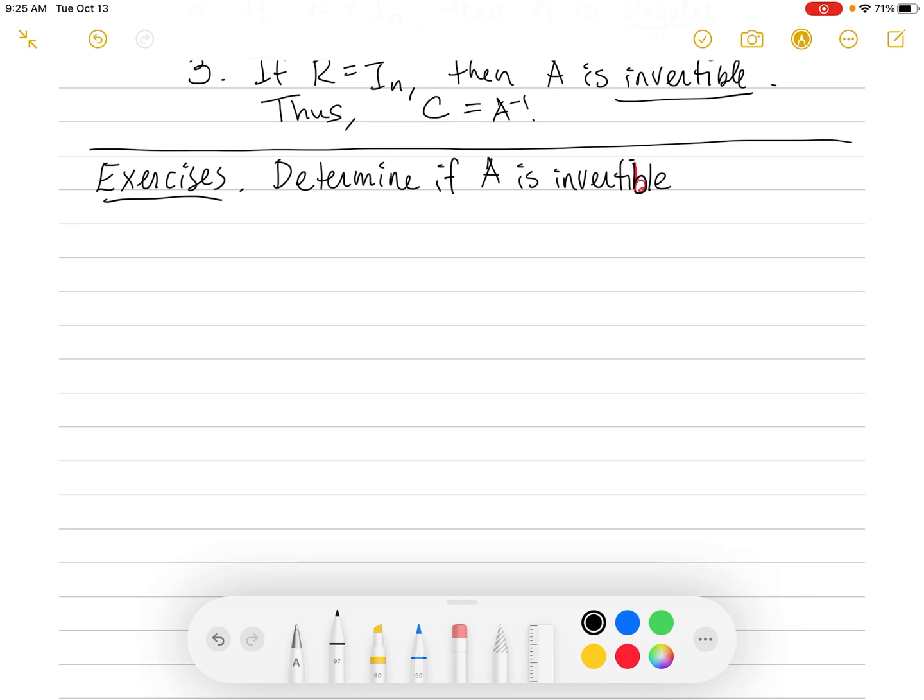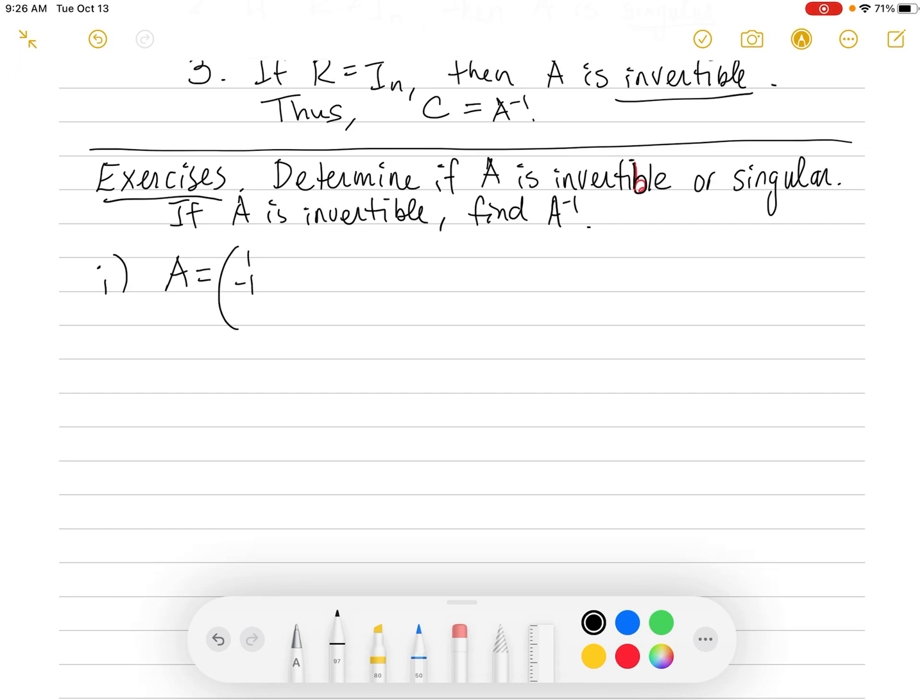Determine if A is invertible, first of all, or singular. If A is invertible, find A inverse. All right, number one. So here I have a matrix A consisting of what? 1, -1, 0 down the first column, 0, 1, 1 down the second column, -2, 0, 1 down the third column.